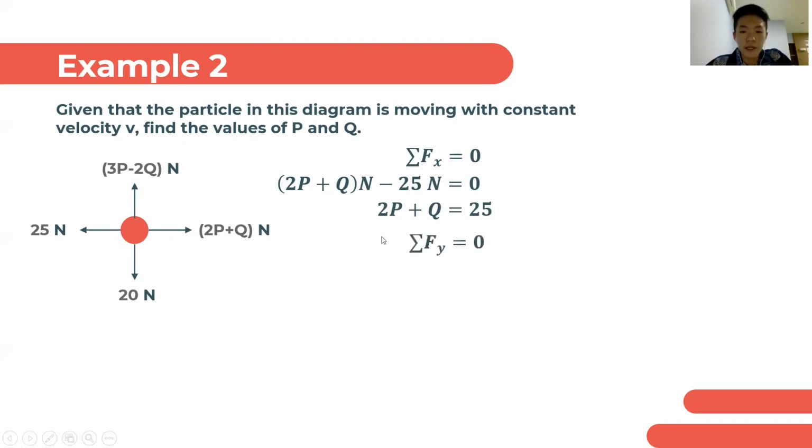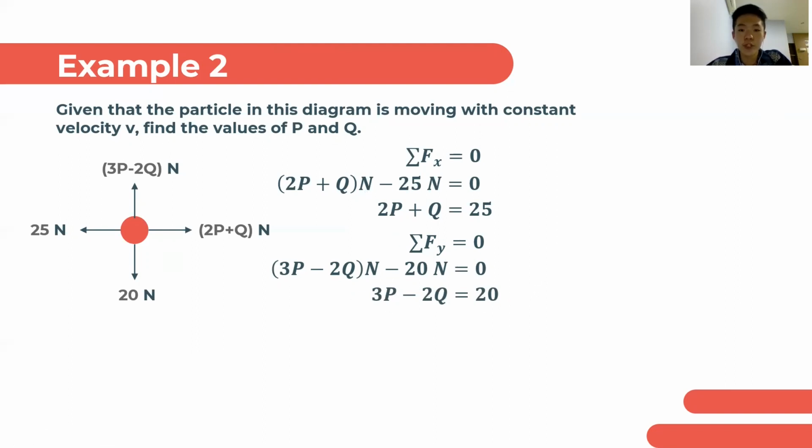So sigma fy equals 0, this is for the y-axis. There's an upward force of 3p minus 2q newtons upward and a downward force of 20 newtons. So 3p minus 2q subtracted by 20 newtons is equal to 0. Transposing negative 20 newtons to the right side and dividing both sides by newtons gives us 3p minus 2q equals 20. So we have these two equations.